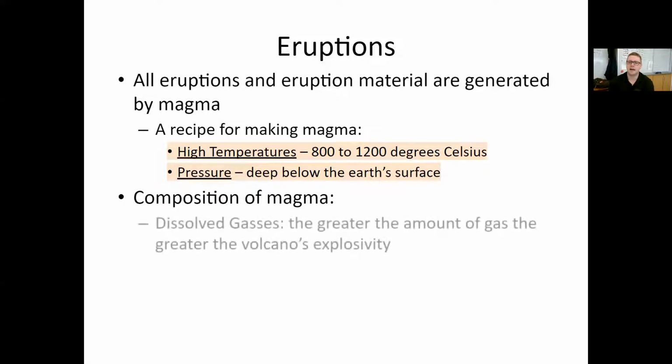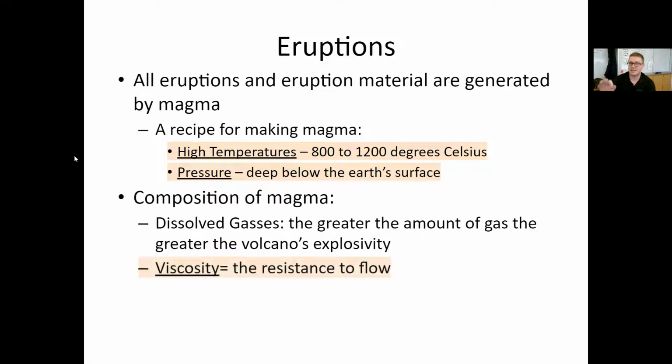What is magma made out of? Firstly, it's made out of different types of dissolved gases within the magma. The amount of dissolved gas is going to directly correlate to the viscosity of that magma. Both these things play into the explosivity of a volcano, but we'll get there in a second. What is viscosity? It's the resistance to flow. That's how scientists define it.